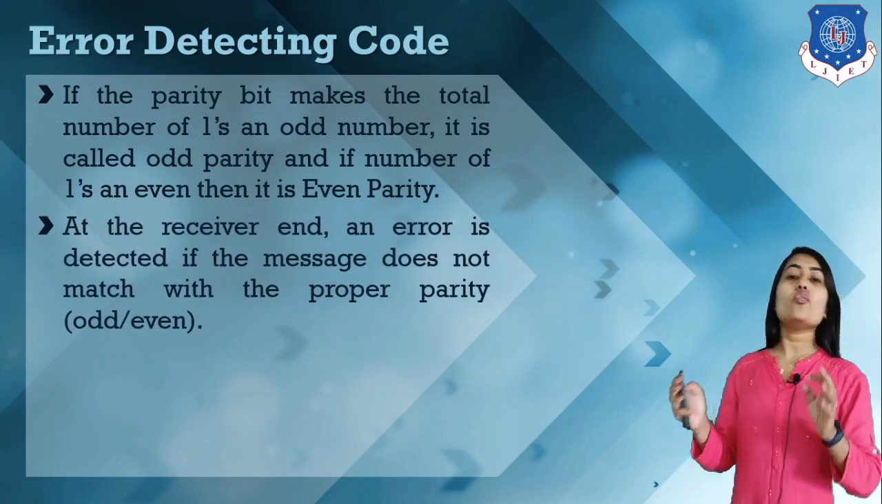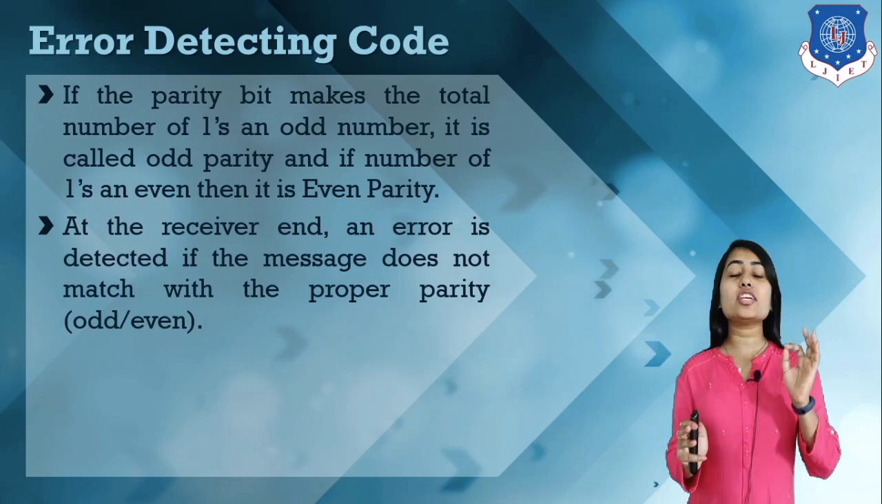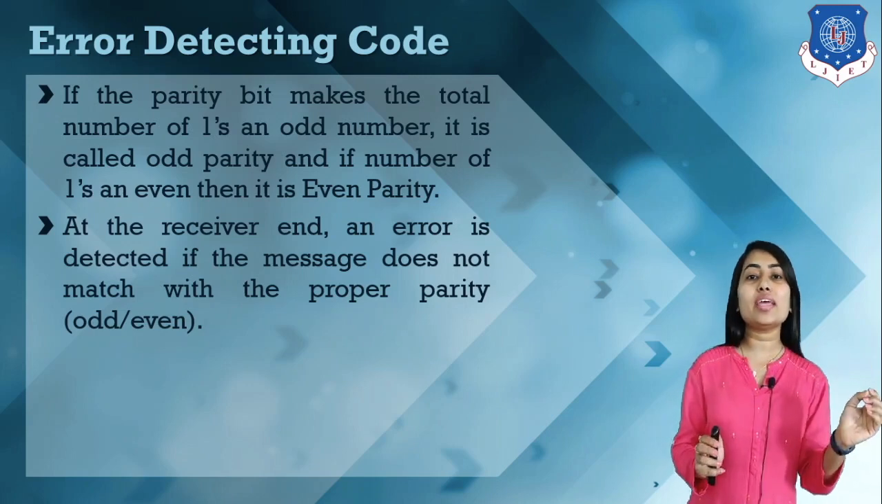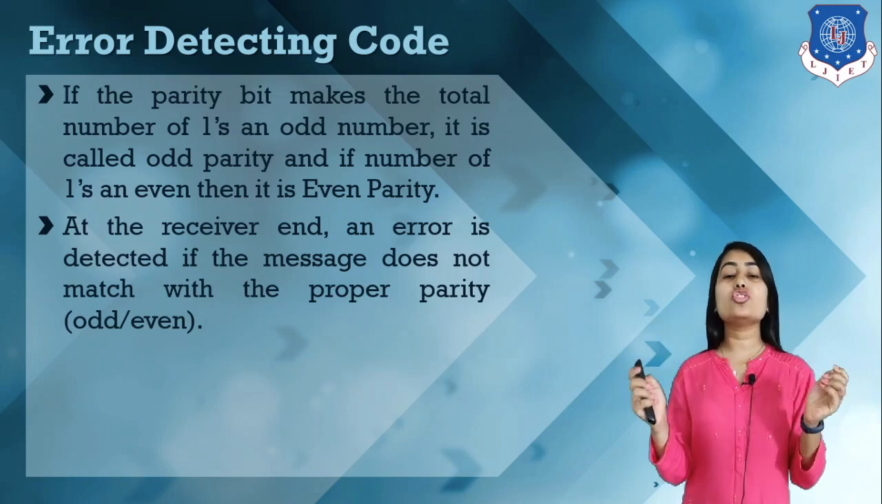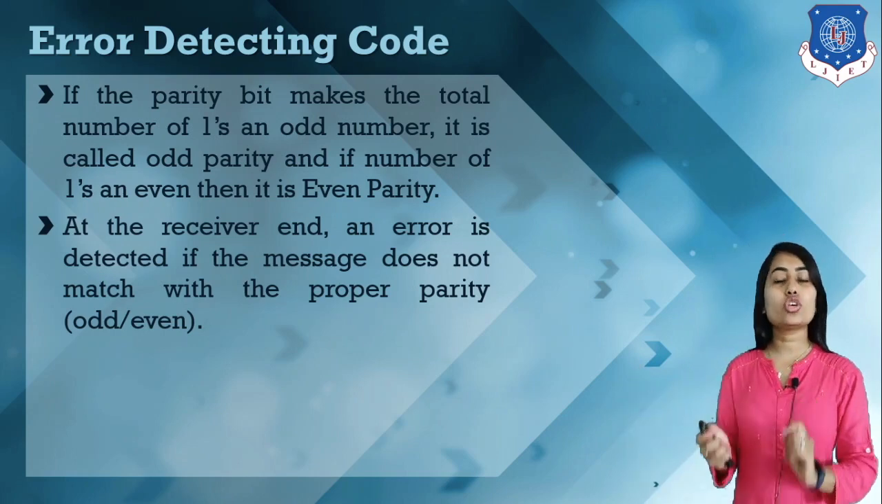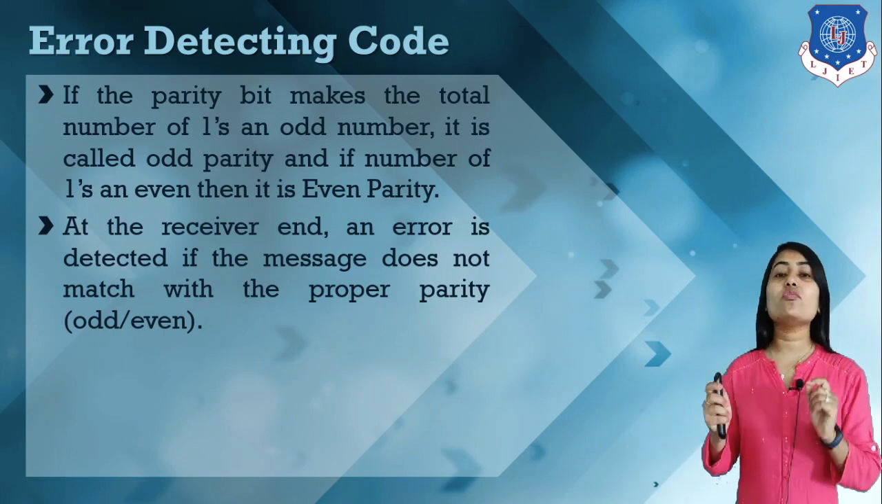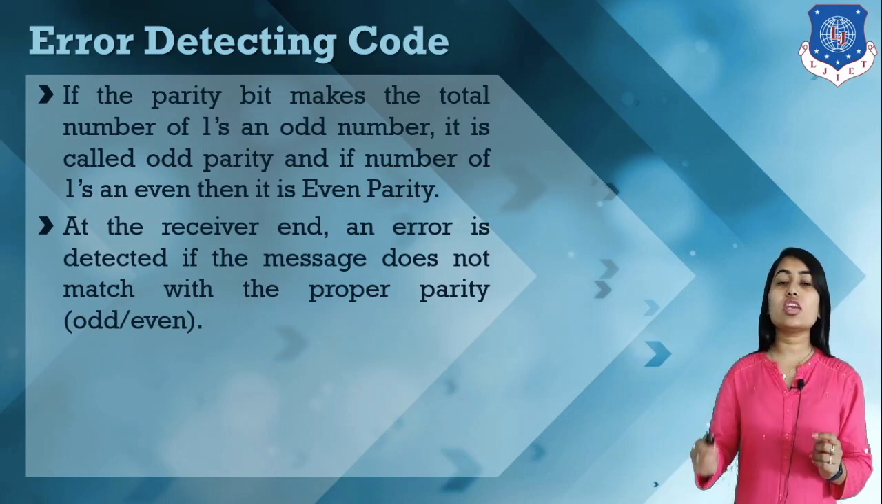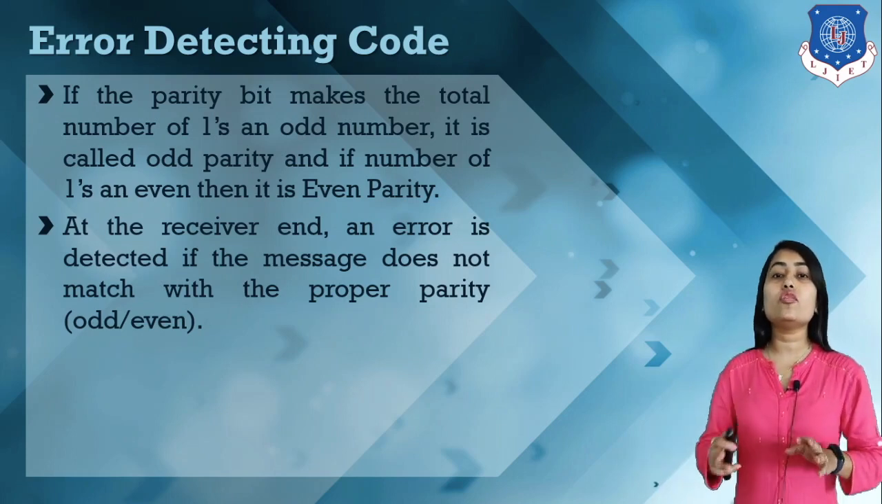Whenever there is a mismatch, that is, the transmitter parity and receiver parity do not match, that means we have an error in the message. So an error is detected whenever the receiver receives the message with different parity.